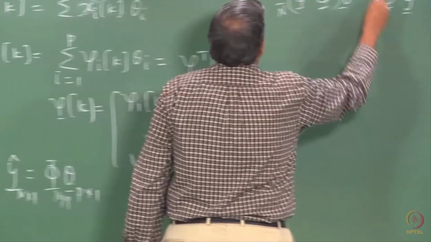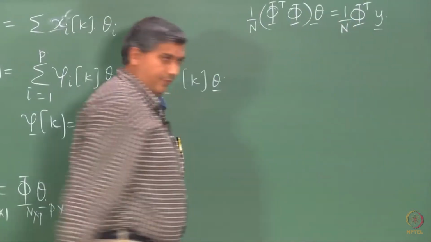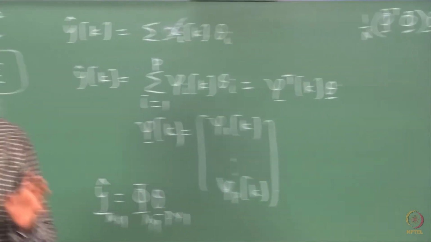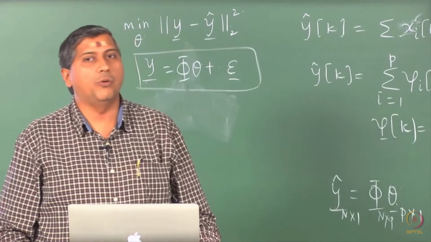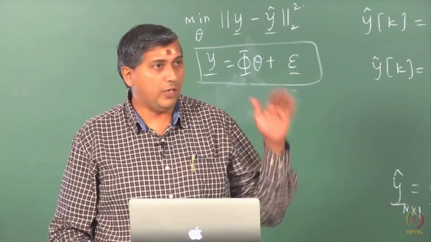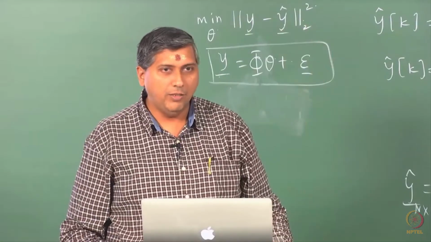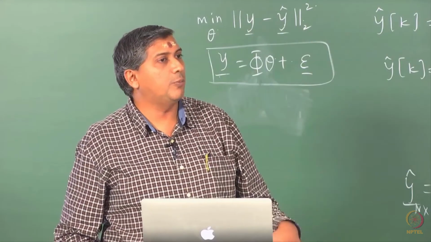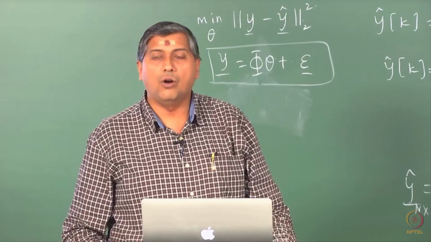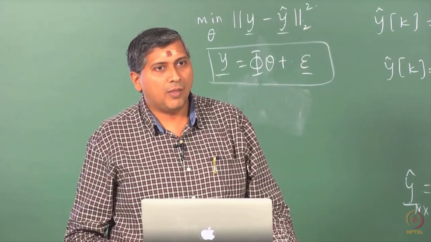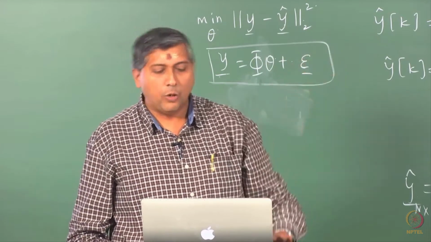Imagine that you are actually multiplying both sides with 1 over n, and this interpretation is useful. Now you can look upon 1 over n phi transpose phi as an estimate of the, if you think of psi as some random variables and y also as another random variable, then 1 over n phi transpose phi is an estimate of the variance covariance matrix of the regressors. Assume that they are 0 mean.